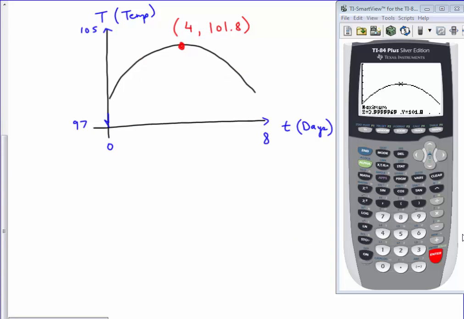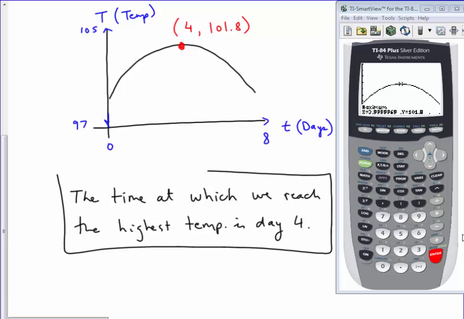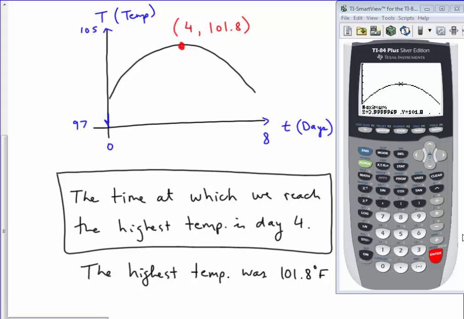So we would say the time at which we reach the highest temperature is day 4. So that answers the first part. The highest temperature was 101.8 degrees Fahrenheit. And so we've got both pieces of that question answered.